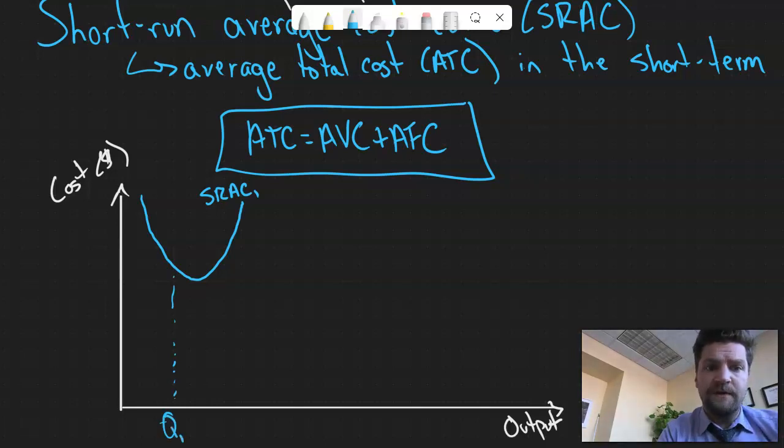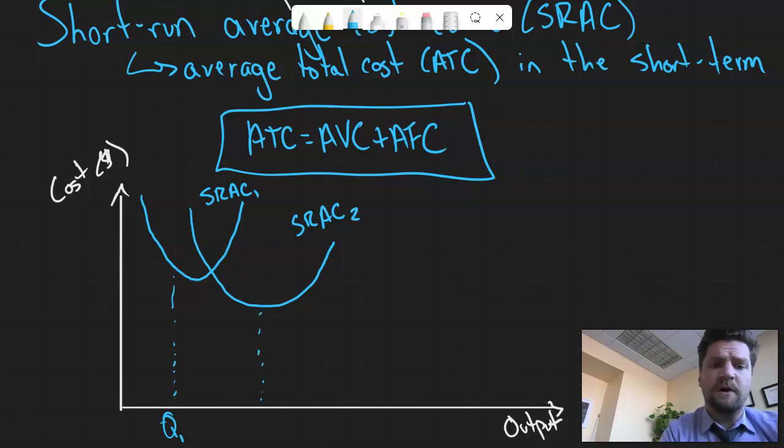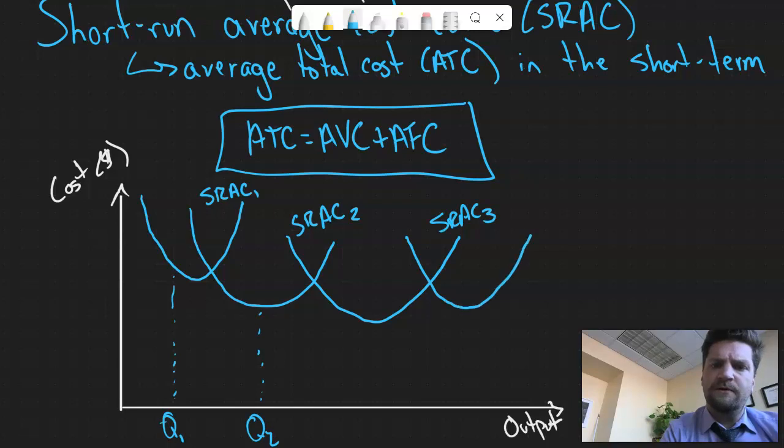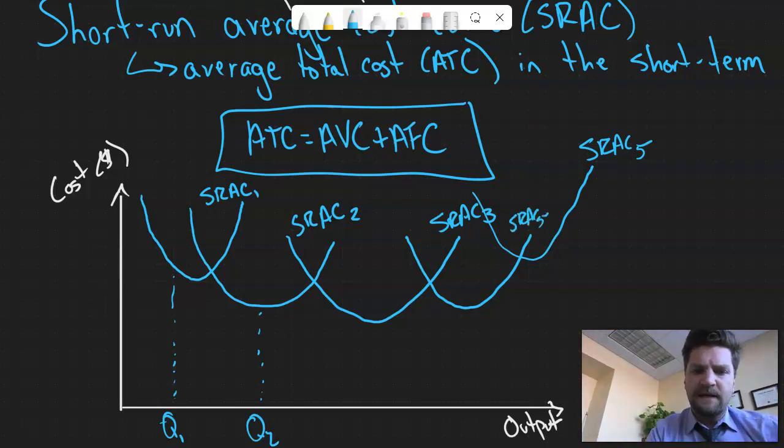Let's say that we expect more output than Q1, right? So we are going to be on a different production technology when we talk about SRAC 2. And again, this is going to be related to some quantity around Q2. And so on and so forth, right? There's another one that's right here. As we increase our output to the more extreme amounts, it starts to look like something over here, starts to go back up. And again, all of these equate to some range of output.